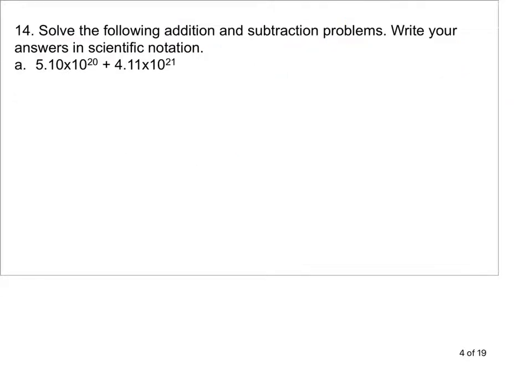And number 14. We get to do a little addition and subtraction. When we add or subtract, we must have the same exponent. I always find it easier to change to the bigger one. So I'm going to change this one to 10 to the 21st. I made that up 1, so I'm going to adjust this to 0.510 times 10 to the negative 21st. Then all you got to do is add the coefficients.